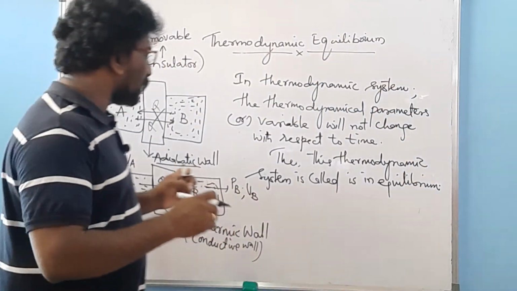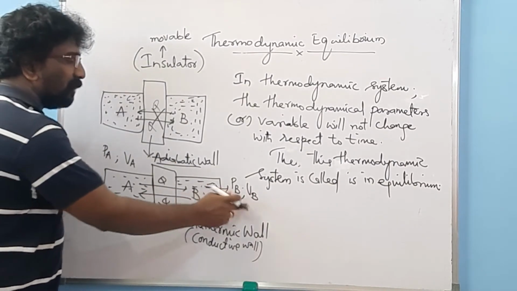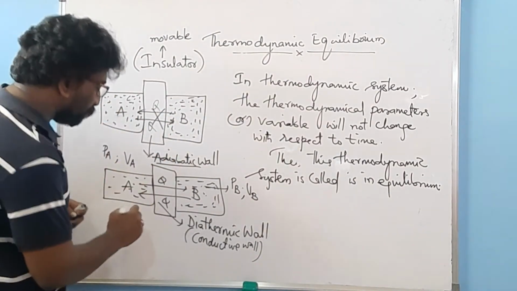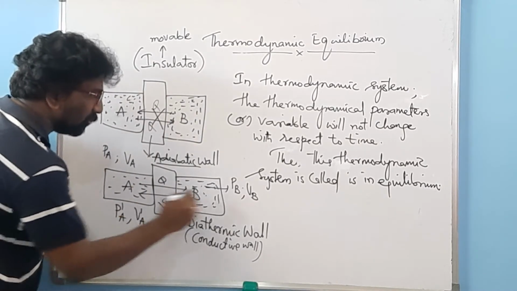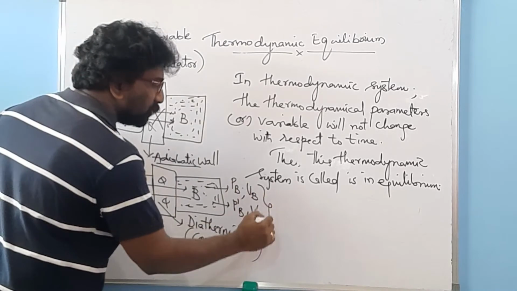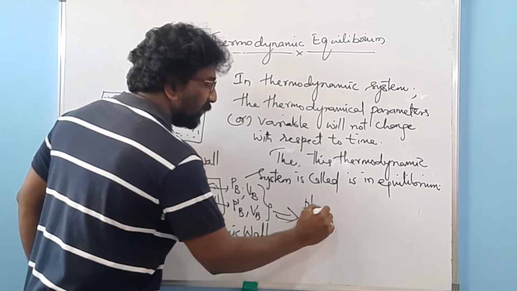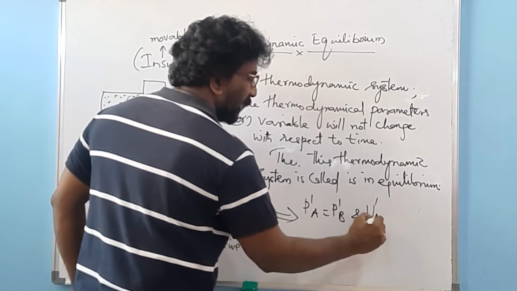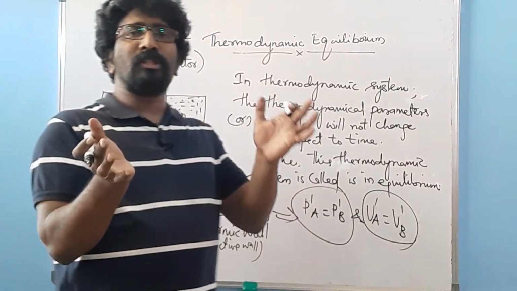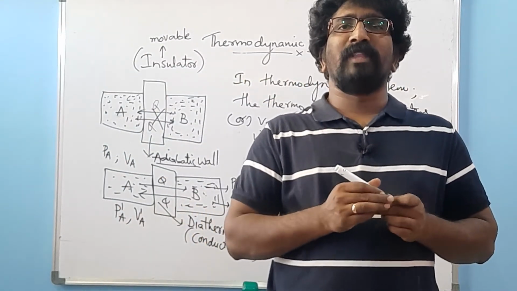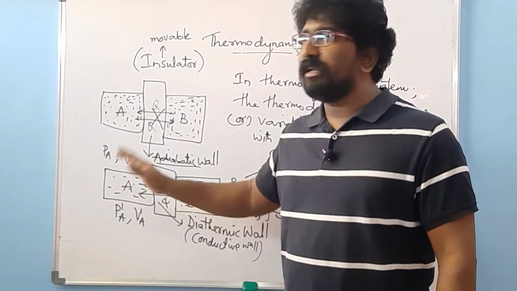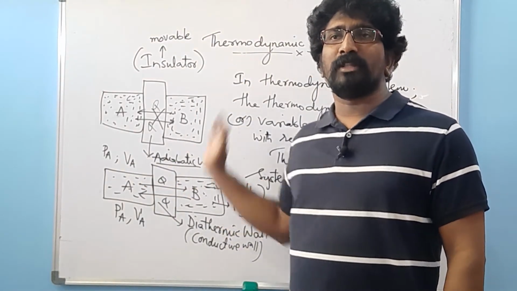Initially we considered that PA, VA and PB, VB are the initial pressures and volumes of the two systems. Once the thermodynamic process has completed, these will be the new pressures and new volumes of the two systems. Once the two systems come into thermodynamic equilibrium, it means that PA equals PB and also VA equals VB. Whenever these parameters are the same on both sides, the transfer of heat stops. If the heat transfer has stopped, then we can say these two systems are in thermodynamic equilibrium. So this is what is meant by thermodynamic equilibrium.